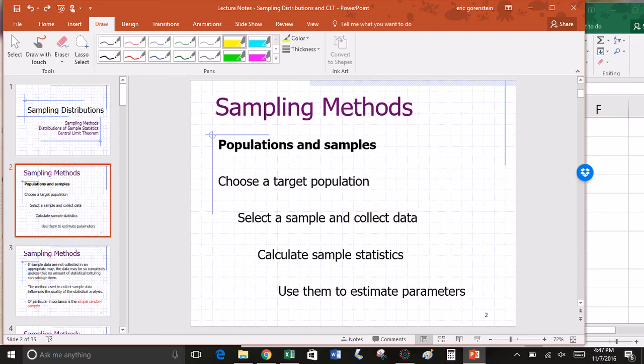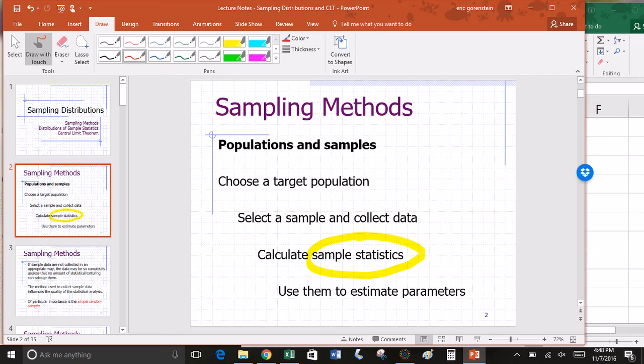So keep in mind, one of the main uses of statistics, or in particular inferential statistics, is to estimate the value of something that we can't necessarily calculate. So the way we apply statistics is we choose a population that we want to analyze. We select a sample from that population. We collect data from that sample. We calculate our sample statistics, and then we use them to estimate the value of a parameter.